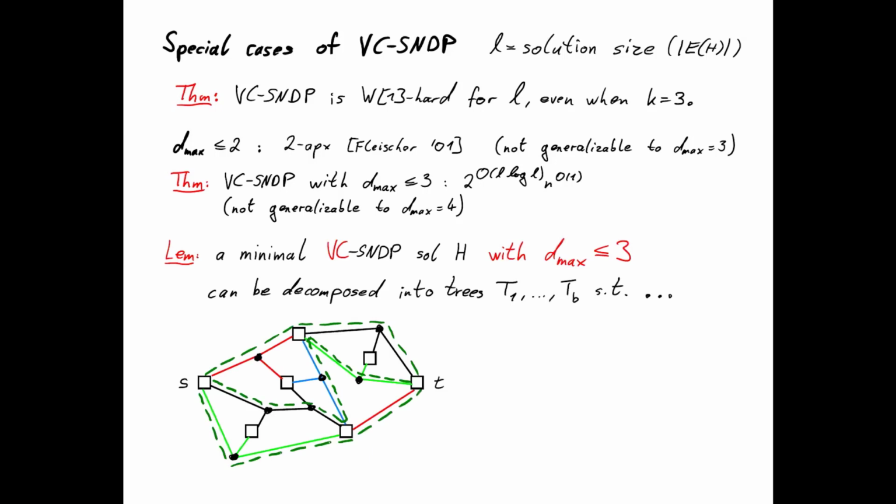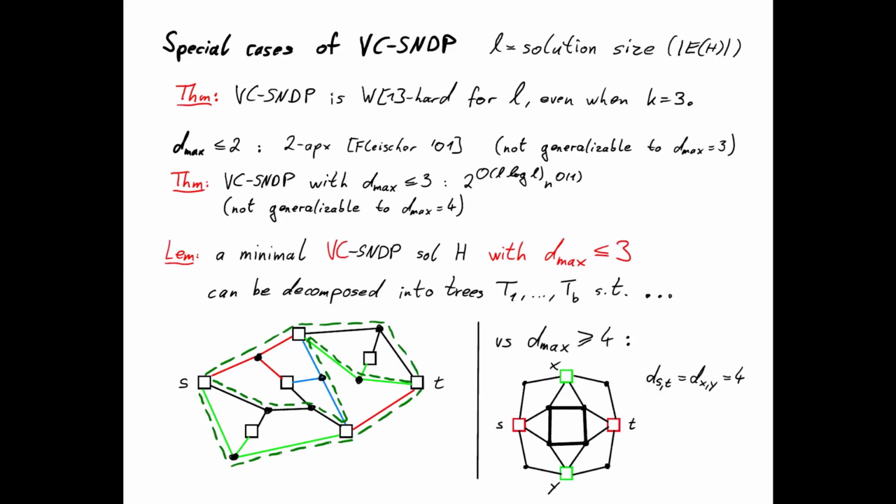So we show a corresponding lemma that for vertex connectivity, if the maximum demand is at most 3, we can decompose it into these trees as before. And what's interesting is, we can also show that this decomposition cannot work if the maximum demand is 4 because of this example. Here, the demand between x and y and also s and t is 4, and you get a kind of a cycle in the middle in the solution. So there is no decomposition into these trees.